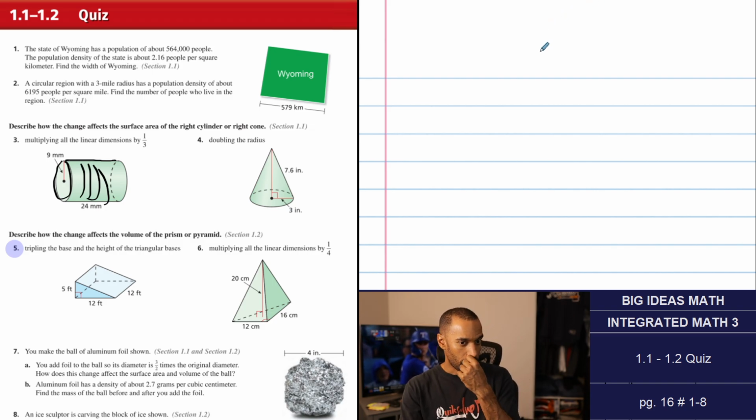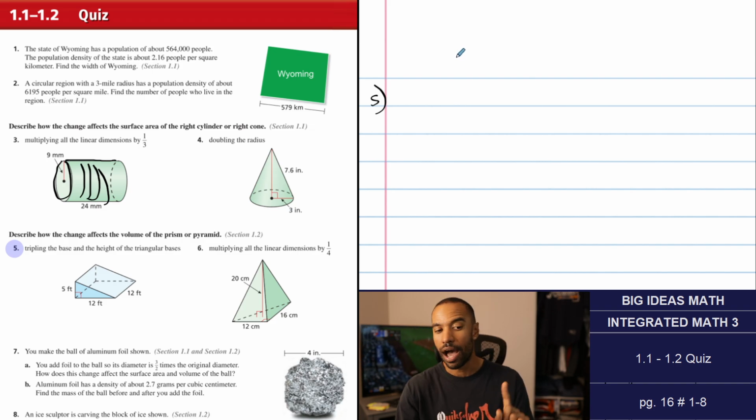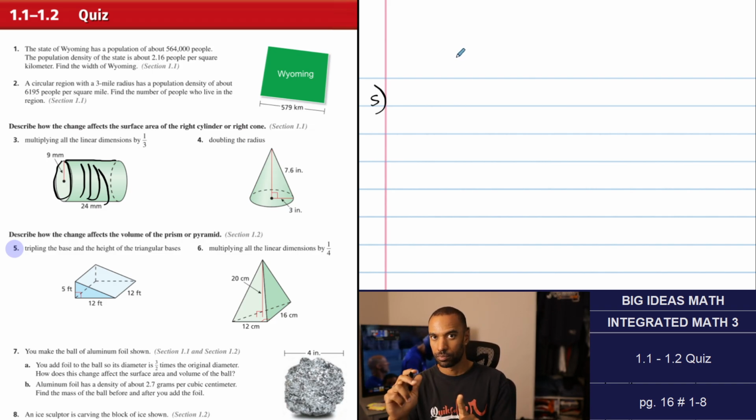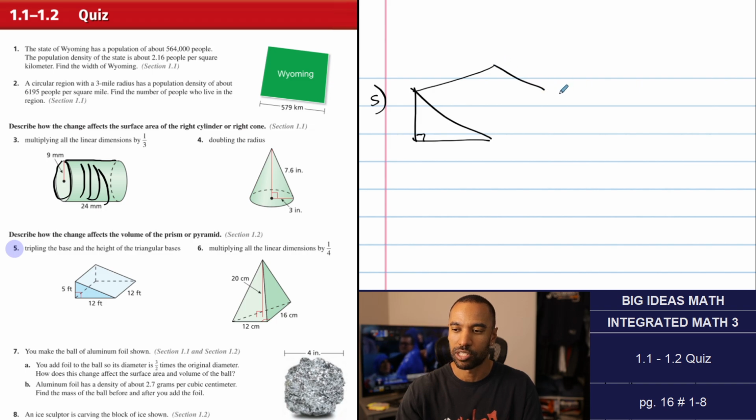Describe how change affects the volume of a prism or pyramid. I think we are supposed to practice these things. Tripling the base and the height of the triangular bases. So we're not tripling the height of the prism. Okay, now we start with the original. Let's start with that. Triangular prism is, like any prism, area of base times height.